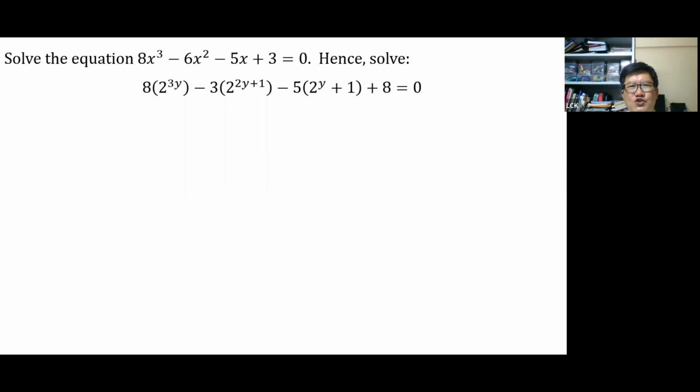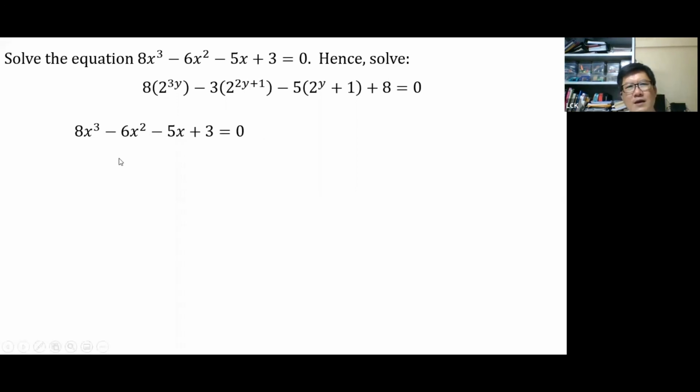Solve that equation. Right. So we have to solve this equation. Hence, and the word is hence. After solving this equation, use the results to solve this one. That's what hence means. Use the results of this part of the question to solve the next part of the question. So let's look at this. This is 8x cubed minus 6x squared minus 5x plus 3 equals 0. This is right there. And we have to solve this.